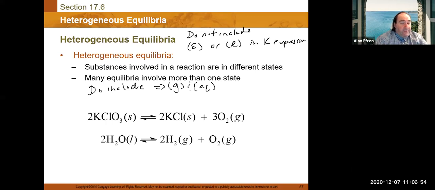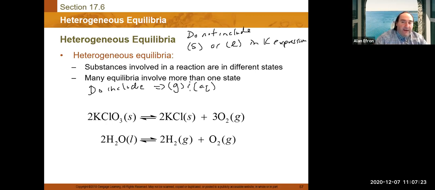Also a reminder that the difference between L and AQ is L is just a pure liquid. So L would be something like water all by itself, nothing else there. AQ is basically when you make a solution. So that's when you take something, say, like water, and dissolve in it something like sodium chloride, and you make a sodium chloride solution, which is NaCl aqueous, and that implies that there's water and sodium chloride ions floating around in the solution.